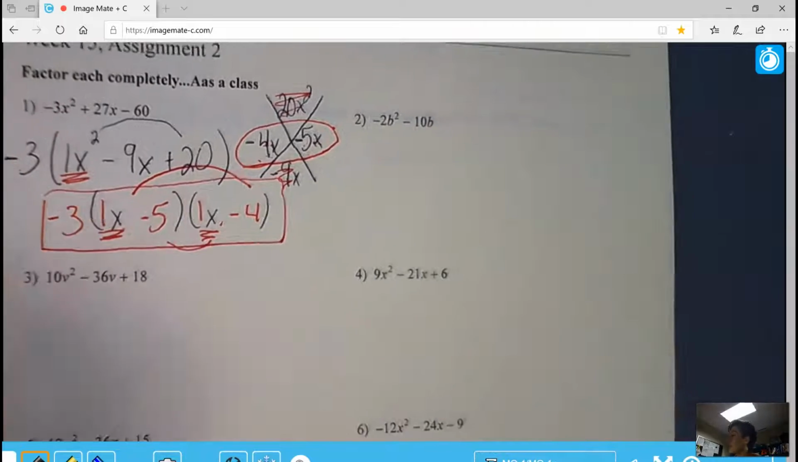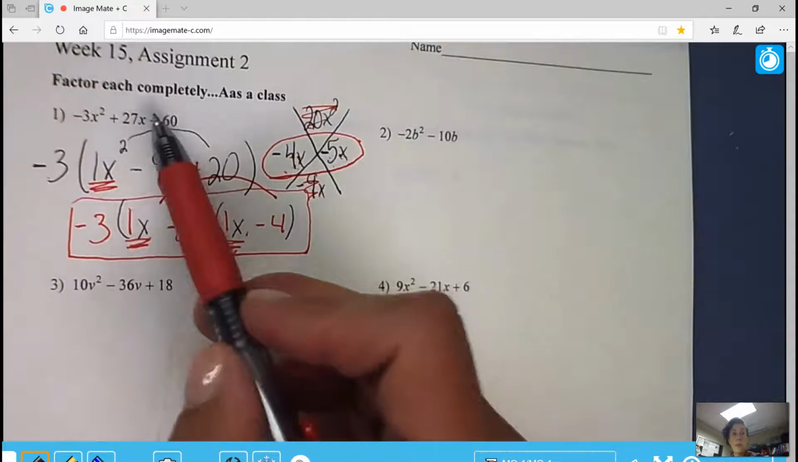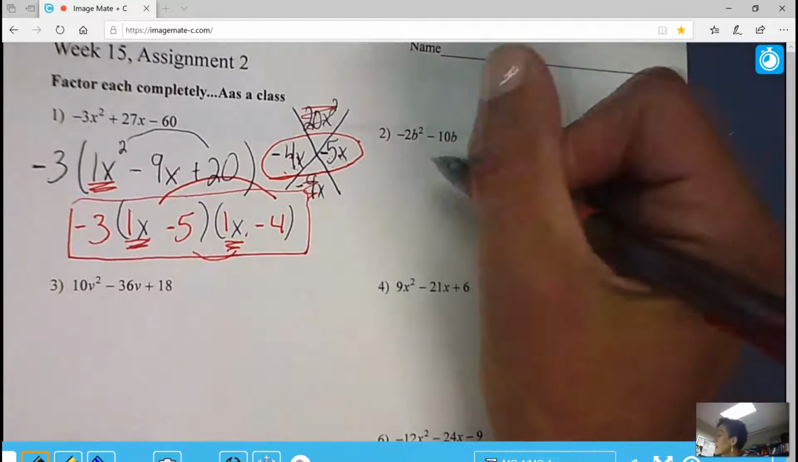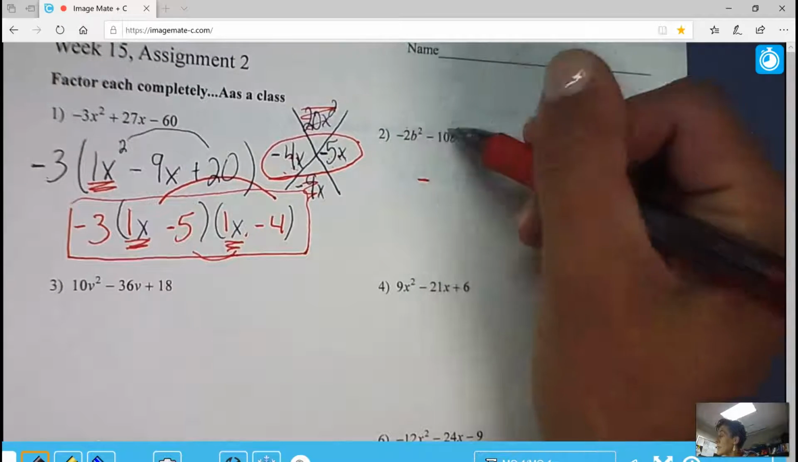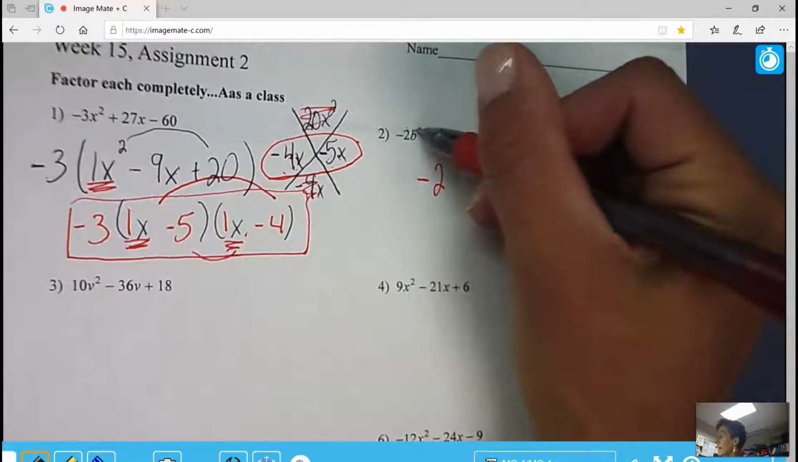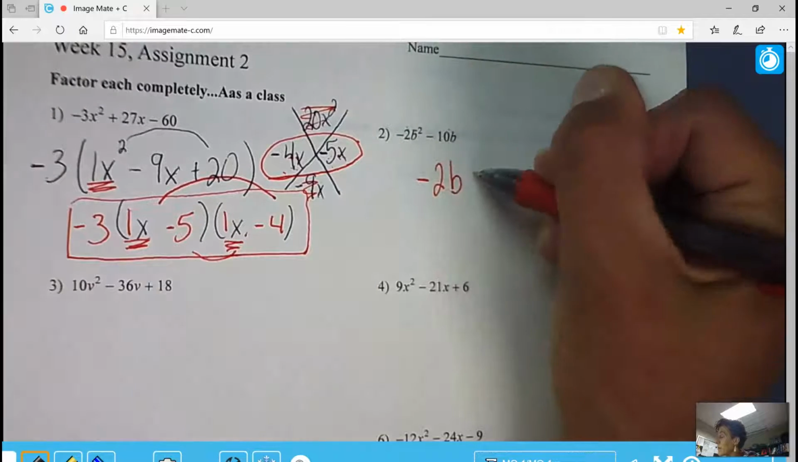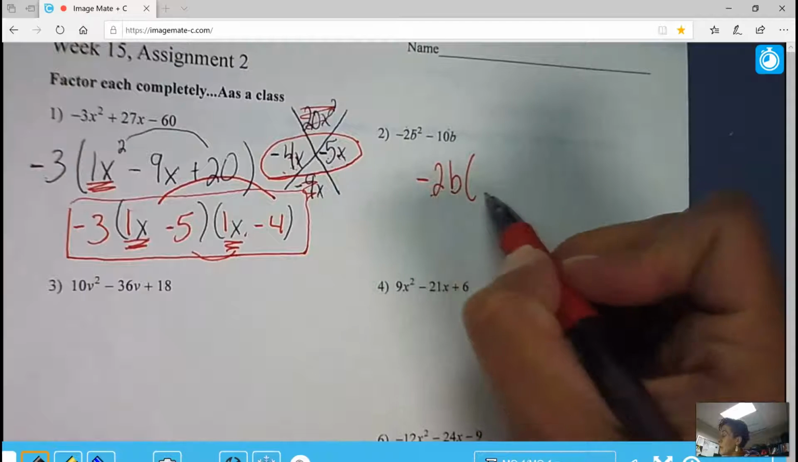Let's take a look at number 2. So number 2 runs into the same issue that number 1 did. Our leading term is negative, so I'm definitely going to factor out a negative, and then the number that goes into 2 and 10 will be this 2. And I can also take a b from each term. So now negative 2 times what makes negative 2?